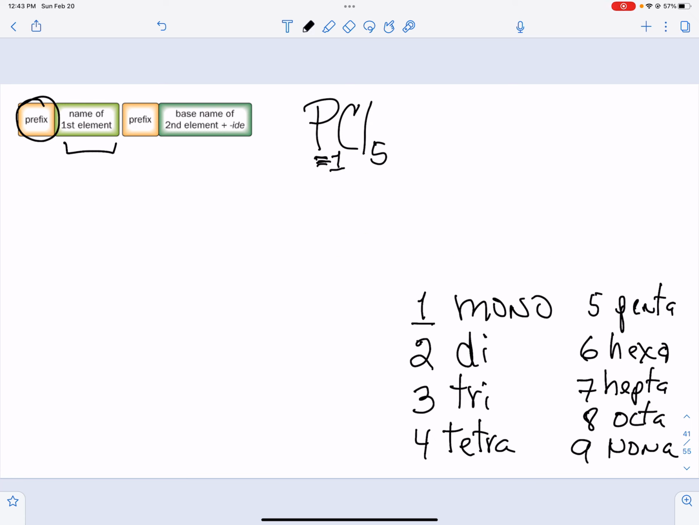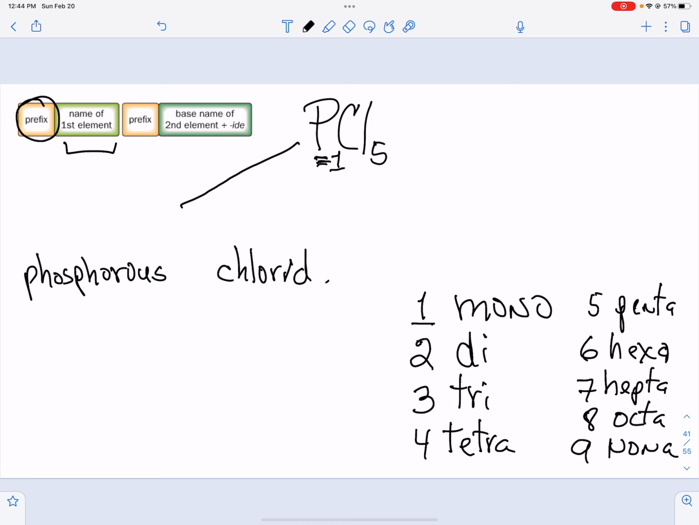So the other one, once more, we have phosphorus. We have chloride. We have 1, so it's mono, but we don't use the mono. And 5 is going to be penta. So we're going to use phosphorus pentachloride. So we have 5 of these, so we use penta for that. And that's it. That's the only thing you need to know about naming molecular compounds.